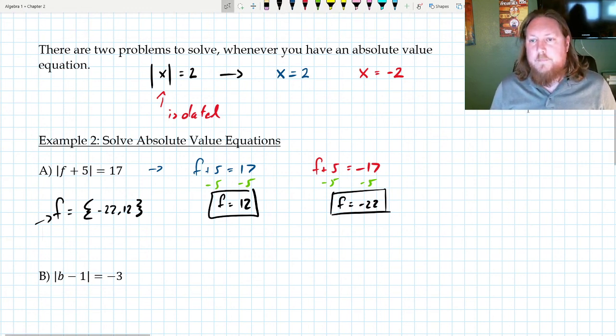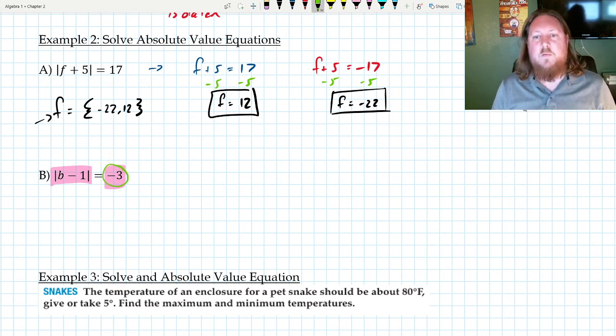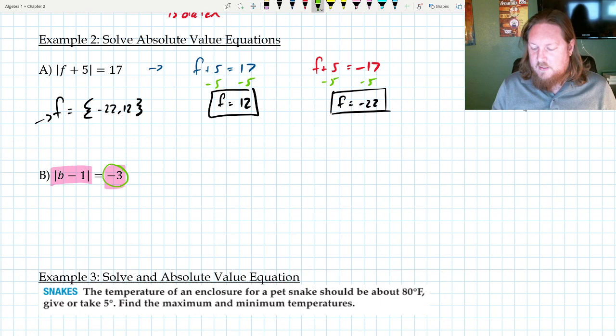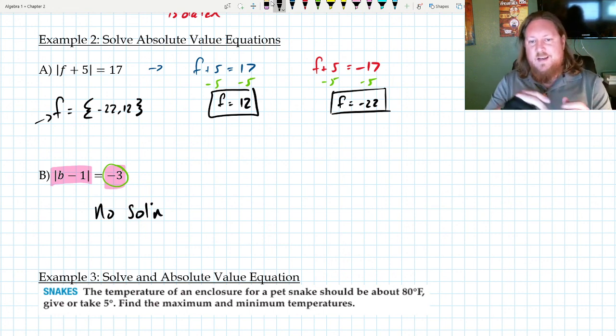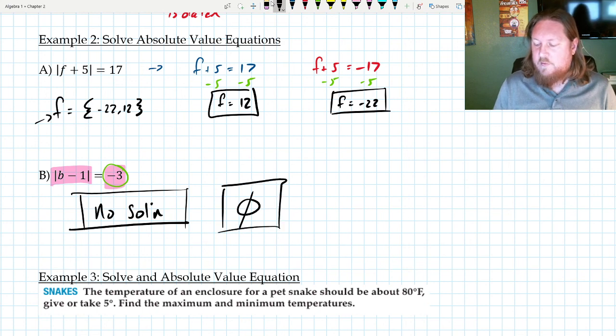All right, now, here's a very important thing. Here, the absolute value of b minus 1 equals negative 3. Whenever you have an absolute value, its result is always positive. But in this case, it gave us a negative value for the absolute value. This should immediately tell you that there is no solution. As soon as that absolute value is isolated and it equals a negative, no solution. And you can write it as no solution, or you can write it as the empty set. Either one of those works just fine.